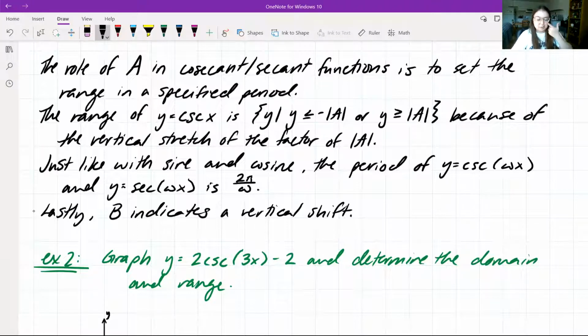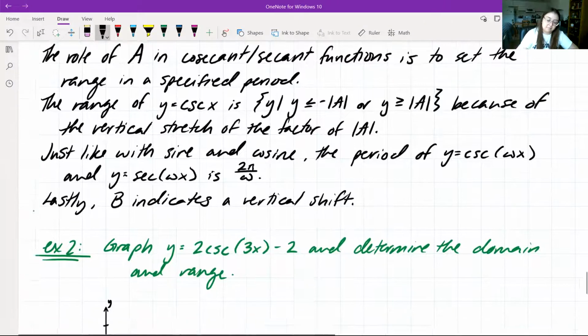So just like with sine and cosine, the period of y is equal to cosecant of omega x and y is equal to secant of omega x is 2 pi over omega. Before we only had pi over omega, now we have 2 pi over omega. Then lastly, b indicates a vertical shift once again, which we're going to use our key points, so that vertical shift will come into play at about step 3.